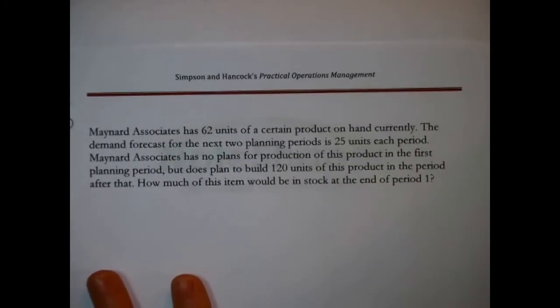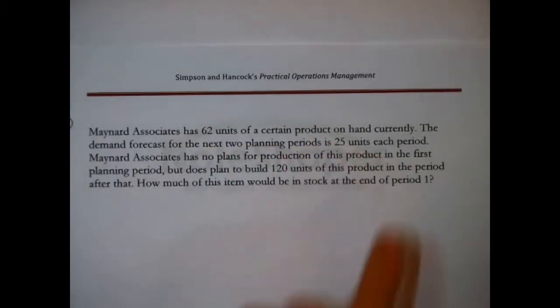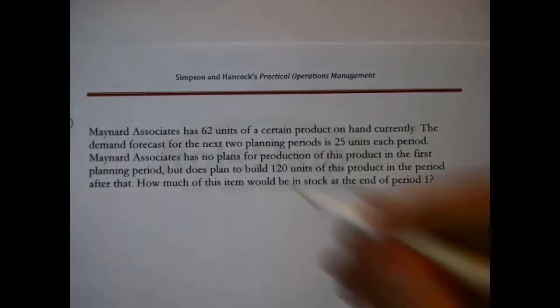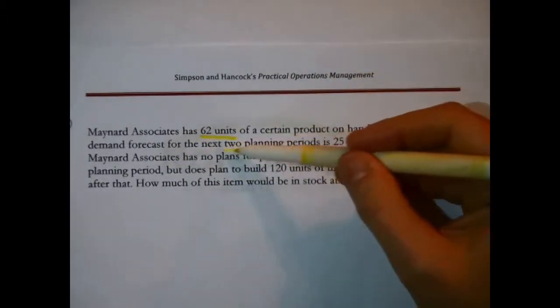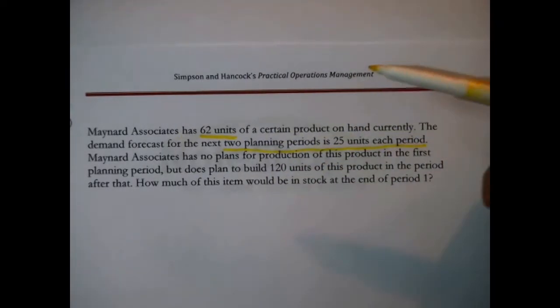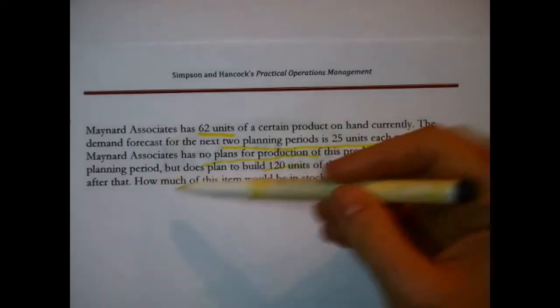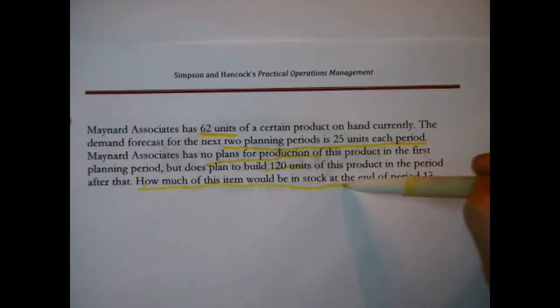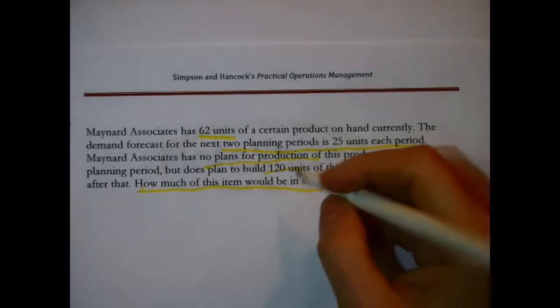Let's look. Maynard Associates has 62 units of some certain product on hand currently. So already we have this information about inventory. The demand forecast for the next 2 planning periods is 25 each period. So we've got forecast information. They have no plans for production this first period, but 120 the next period. And then there's a question based on all of this information: how much of this item would be in stock at the end of period 1? You could probably figure it out in your head.